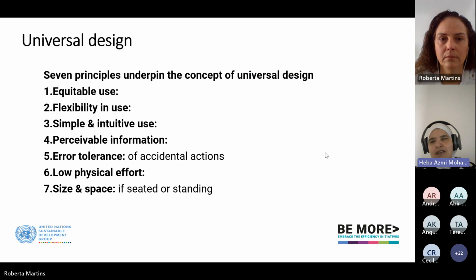So for universal design, there are seven principles that it focuses on. We will list them here, but we will also discuss each one of them in due course. These principles are equitable use, flexibility in use, simple and intuitive use, perceptible information, tolerance for error or accidental actions, low physical effort, and this is very, very important, as we will explain later, and size and space, whether seated or standing. Next slide, please.